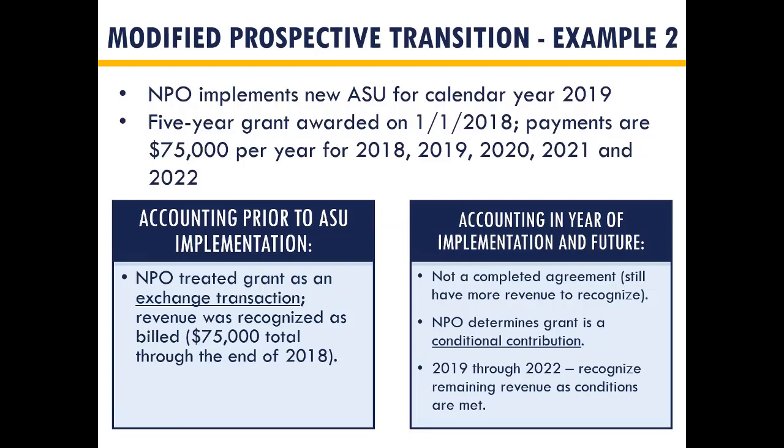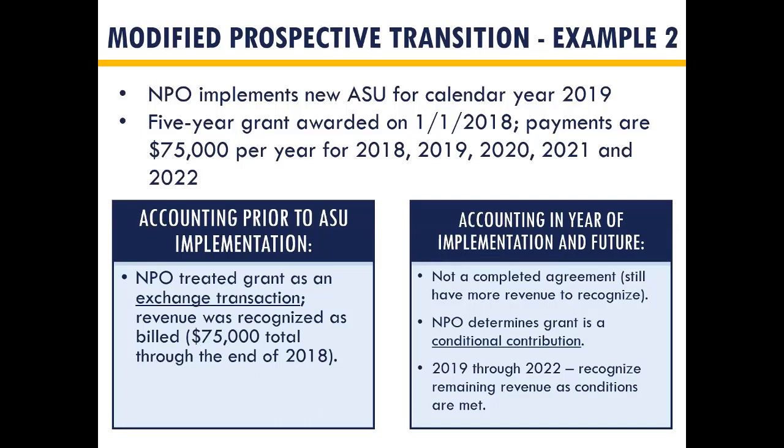So accounting prior to the ASU, the nonprofit treated this as an exchange transaction based on the information they had. So revenue was recognized as it was billed. So in that first year, they recognized $75,000 of revenue. So we're looking now in the year of implementation. We realize we don't have a completed contract. There's still some more revenue to be recognized.